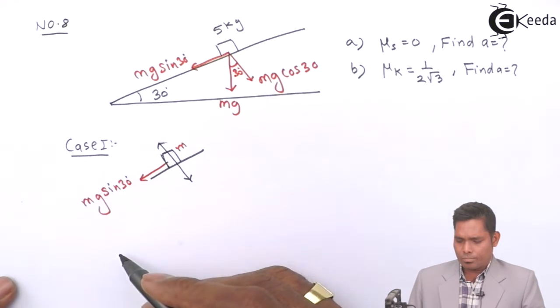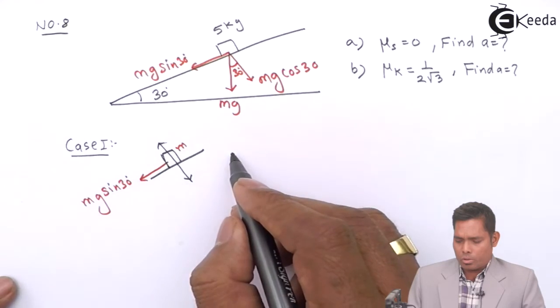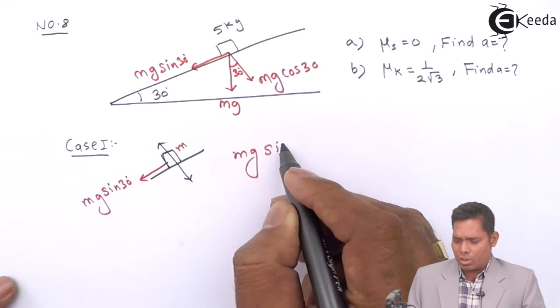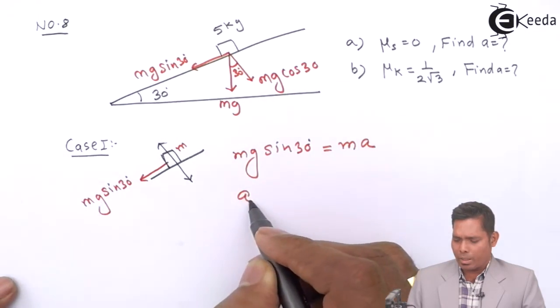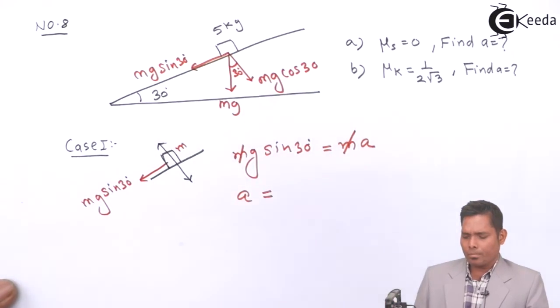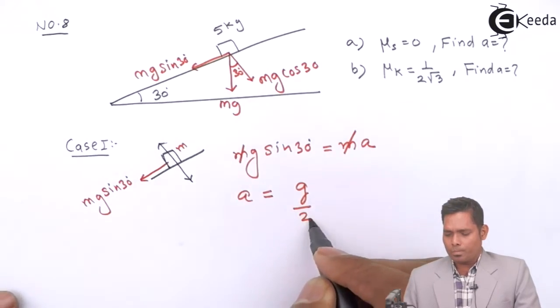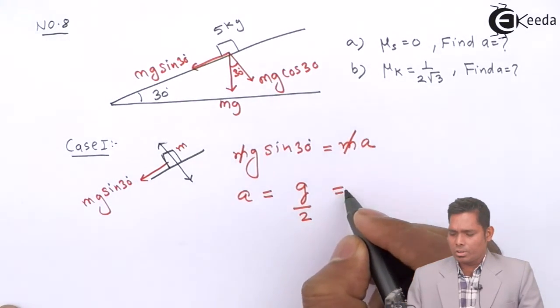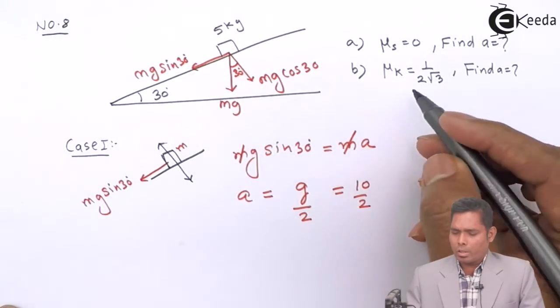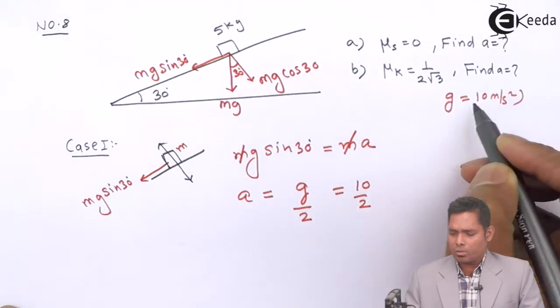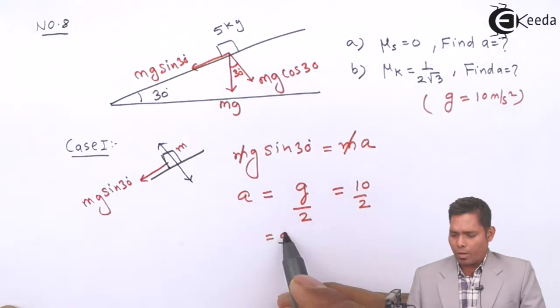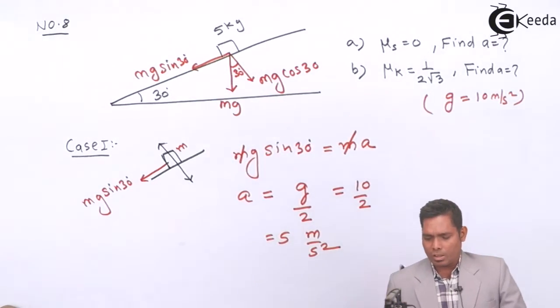Therefore, according to Newton's law, mg sin theta, that is mg sin 30, is mass into acceleration. Therefore, acceleration will become g by 2, that is 10 divided by 2, given that you take g equals 10 meter per second square, so that equals 5 meter per second square. This is the answer to this question.